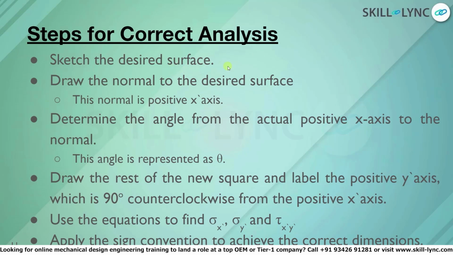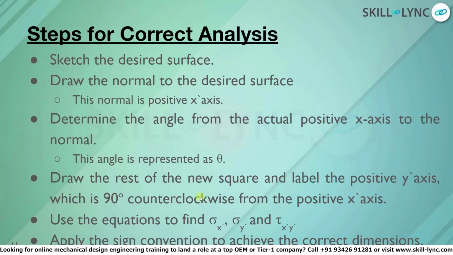Now, we'll just go through a few steps for any plane stress transformation related analysis. First one is to sketch the desired surface. If we are given a problem, we'll need to first sketch the desired surface and then mark all the normal stress and shear stress. With that, we'll have to determine the angle from the actual positive x-axis to the normal. Now, this angle is the angle which we mark after we get the orientation of the new plane. After marking this angle, we then draw the rest of the new square and label the positive y dash axis, which is 90 degree clockwise from the positive x dash axis.